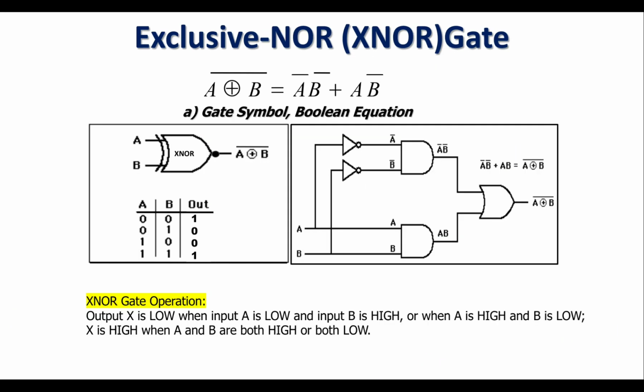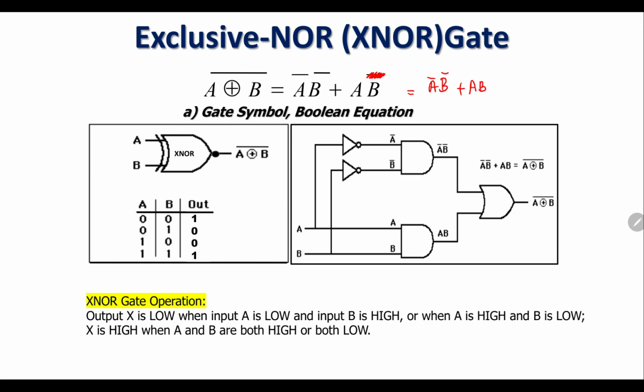Next is the exclusive NOR gate, or you can say XNOR gate. XNOR gate is A plus in the round B bar, so it becomes A bar B bar plus AB.